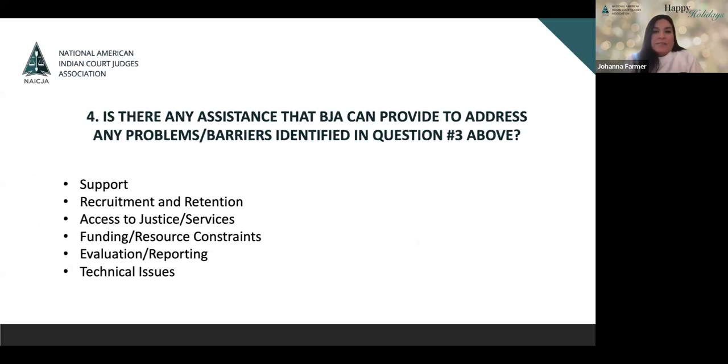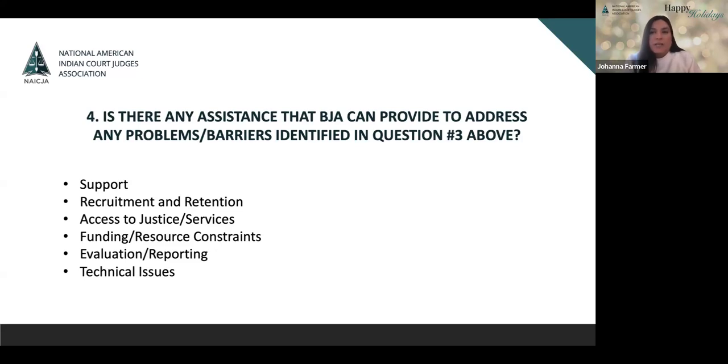Question 4 is, is there any assistance that BJA can provide to address any problems or barriers identified in question 3 above? So here are some examples, and you can address exactly the things that we talked about in question 3. What kind of support could they provide? Definitely funding, additional funding for what? For staff to meet wage gaps, for training for staff, more money for client specific services. If we could provide them with bus passes, that might be able to address the transportation issue.